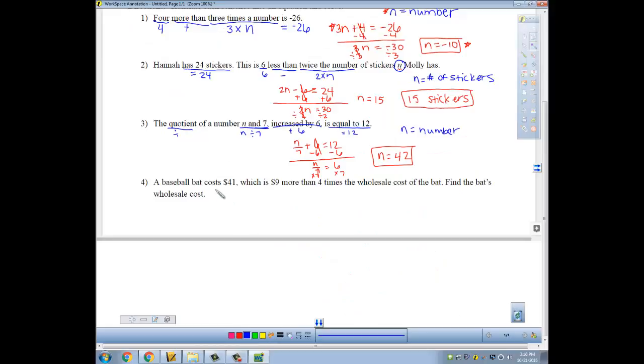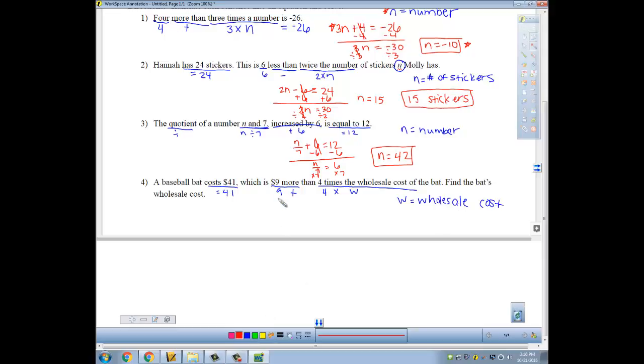Number 4, a baseball bat costs $41, so that's the total, which is 9 more than, so 9 plus, 4 times the wholesale cost of the bat. And later it says find the bat's wholesale cost. So obviously we don't know the wholesale cost. So I'm going to say 4 times W for wholesale cost. So when I define my variable, I'm going to say W equals wholesale cost.